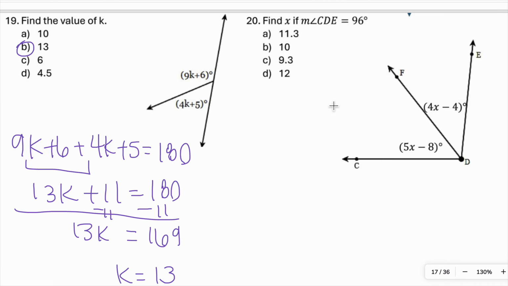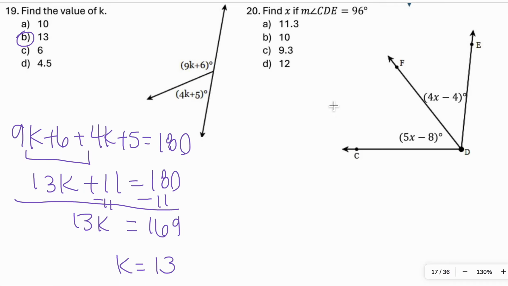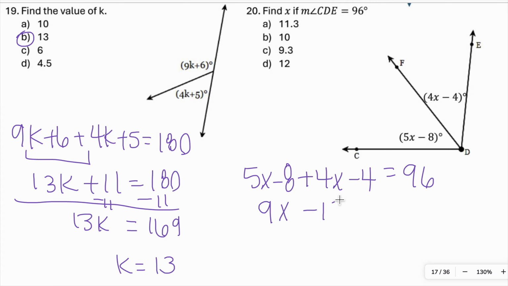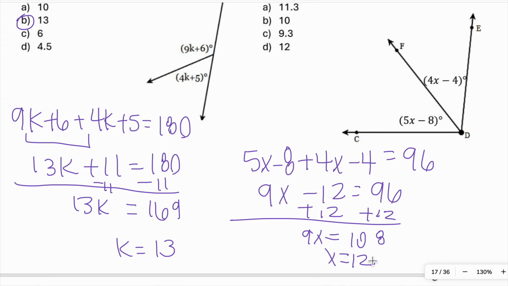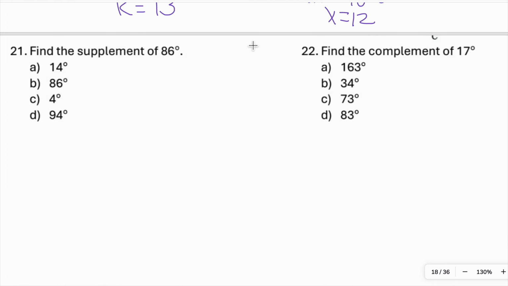And then over here it says find x if the angle CDE is equal to 96. So I'm going to take 5x minus 8 plus 4x minus 4, set it equal to 96 degrees, combine like terms. 9x minus 12 is equal to 96. Add 12 to both sides. I'm going to get 108 equals 9x, and then 108 divided by 9 is going to give me 12. So letter D for question 20.